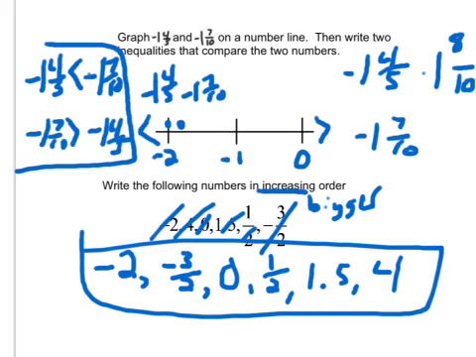Should be pretty easy. If you have questions on those ones, the negative numbers and how they go together, and putting them in order, that's a big thing you're going to have to know, so make sure you ask questions on that. Alright, let's go on to some more examples.